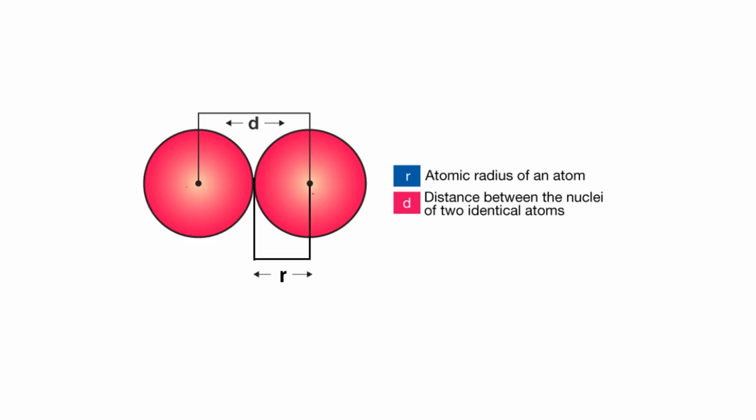So you could see from here, we can just calculate the atomic radius indirectly by measuring the distance between two nuclei, and half of this distance would be my radius. So R for that would be equal to D, the distance between two nuclei from the same element, over 2.